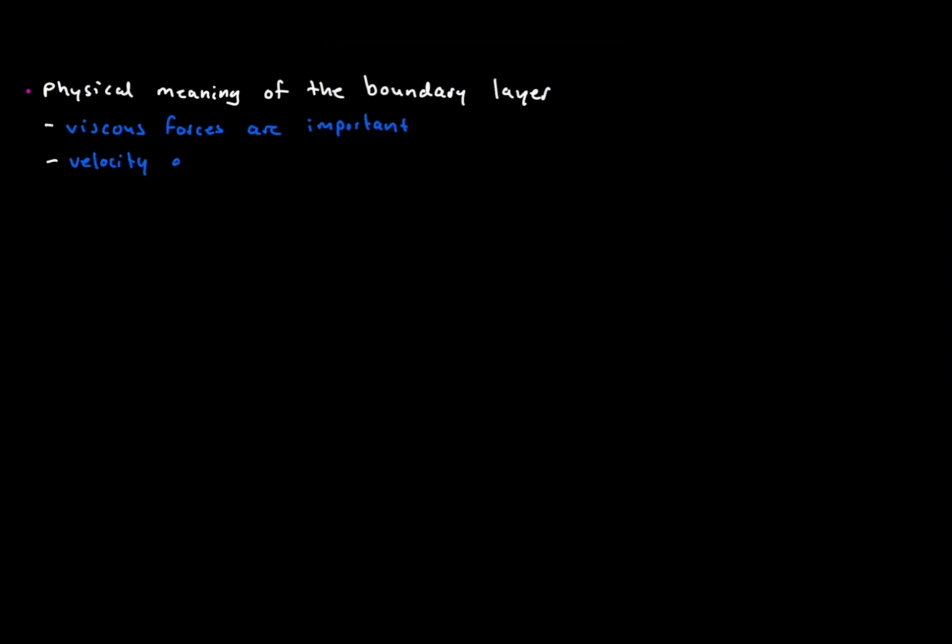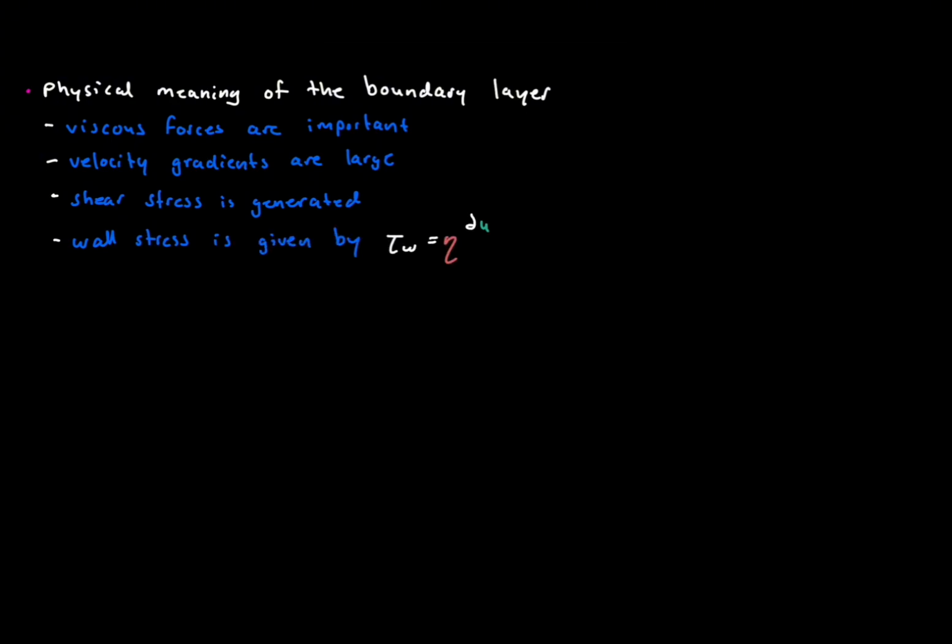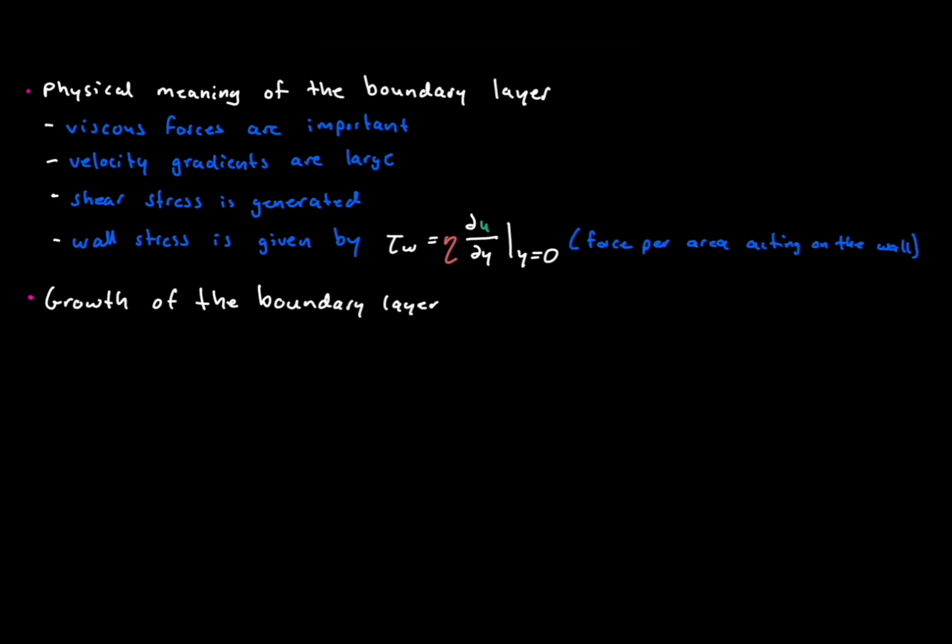So what is the physical meaning of the boundary layer? It is the region where viscous effects are important, where velocity gradients are large, and where shear stress is generated. The wall shear stress is given by dynamic viscosity times the derivative of velocity at the wall. So the thinner the boundary layer, the larger the velocity gradient, and the larger the shear stress.